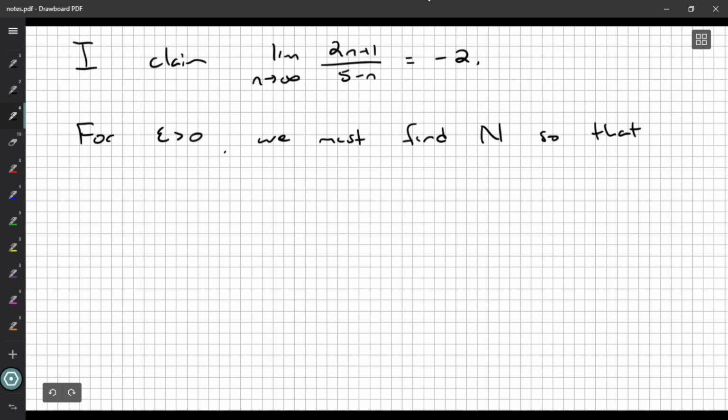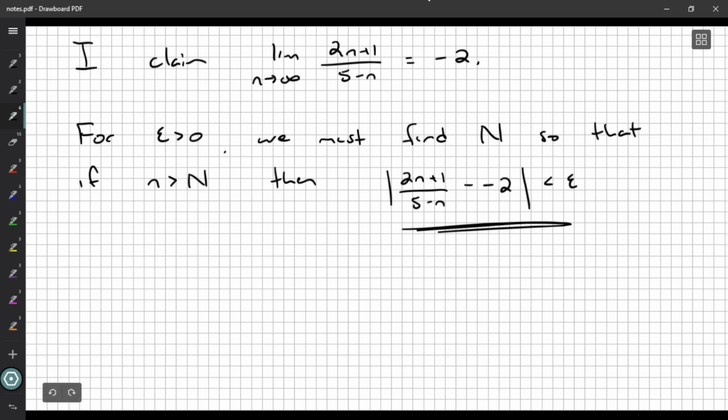Different epsilons require different N's, so that if our index is past this N, then the difference between our sequence and our proposed limit is less than epsilon. So we will start with some arbitrary epsilon, but this is the condition we need to prove. What sort of n's would satisfy that? What sort of n's would imply this? Well, let's play around with the end result. And this is just rough work.